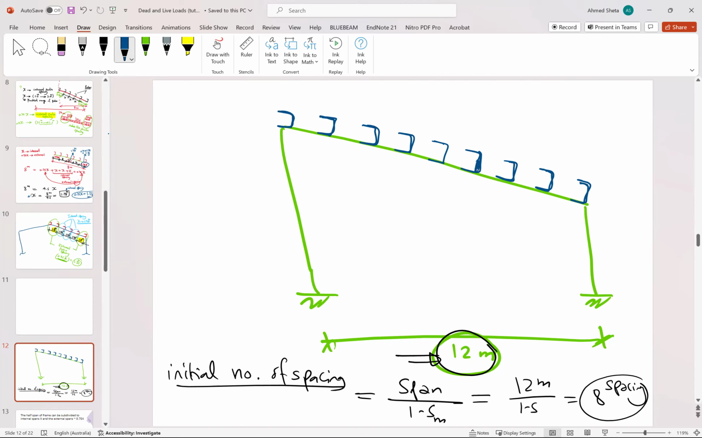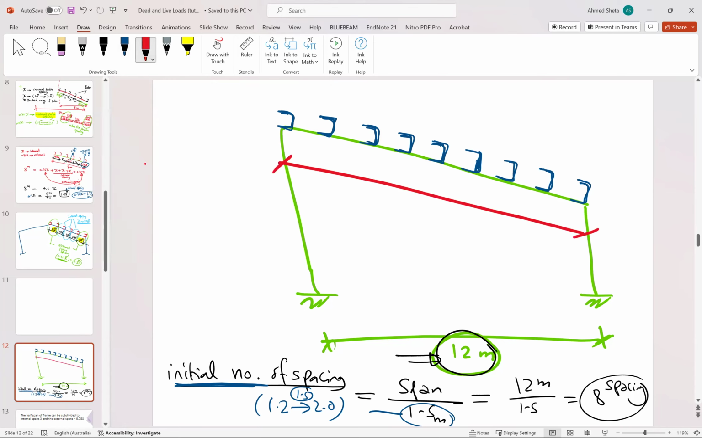So if you look here, the number of purlins and the number of spacings increased because the width increased. Okay, why did I use 1.5? Because 1.5 is the average value of purlin spacing. I just pick a number in the middle to get a rough number of spacings.